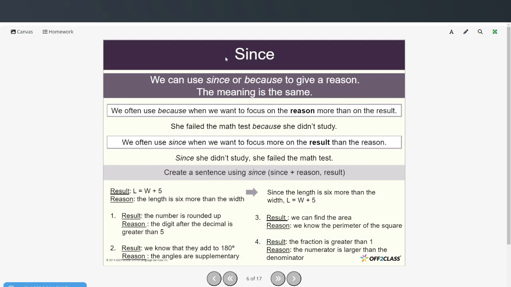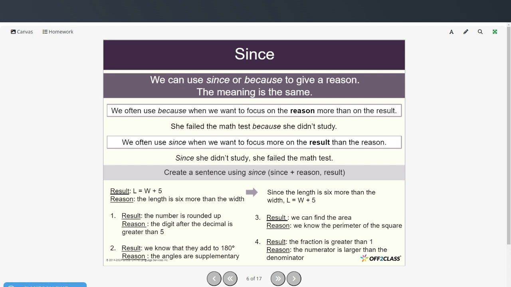All right, now we're going to talk about using since or because to give a reason when you're giving reasons or showing how you solved a word problem. And the meaning really is the same between since and because. We often use because when we want to focus on the reason more than on the result. So, she failed the math test because she didn't study. We often use since when we want to focus more on the result than the reason. Since she didn't study, she failed the math test.